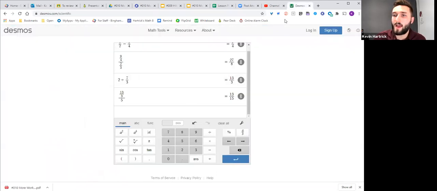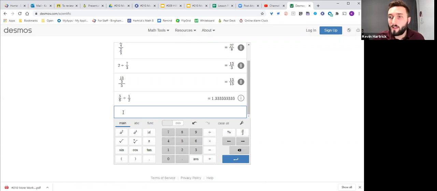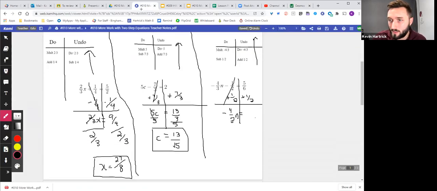Don't forget your equal sign. Okay, 5/6 plus 1/2. You can use a slash. If you don't want to use this button, you can use a slash. It'll give you the same thing. So 5/6 plus 1/2 gives me 1.3 repeated, which is the same thing as 4/3. So again, I'm doing the fraction. I don't want repeated decimals. Repeated decimals are really going to screw you up here, guys. So don't do that.